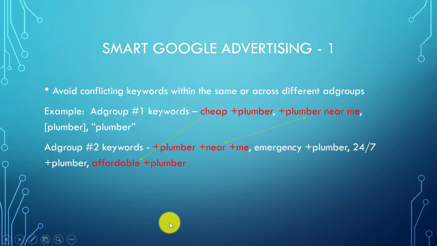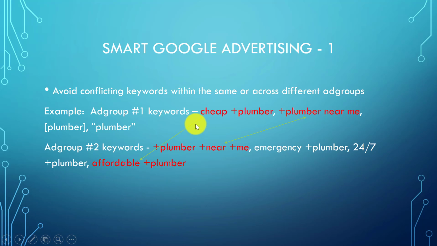Now, I want to talk about smart Google advertising. I'm going to go through probably 3 or 4 variants here, but I really want you to start thinking about how Google thinks. Not how you think, but how Google actually thinks. So what you want to do, and I didn't put these in any particular order, I just want to put them out here, but avoid conflicting keywords within the same or across different ad groups. So in this case, this is an example.